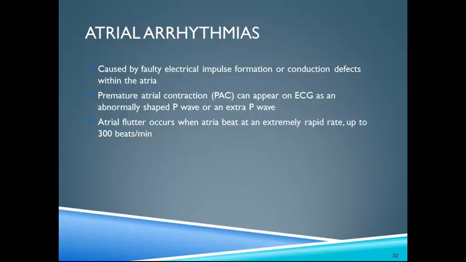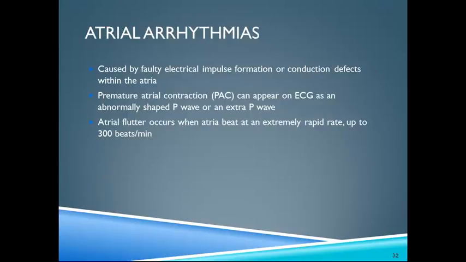Atrial arrhythmias, or PACs, premature atrial contractions, are not abnormal, but are of concern if they are regular and occur more than 6 times per minute. They cause a faulty electrical impulse formation or conduction defect within the atria. The premature atrial contraction can appear on EKGs as an abnormally shaped P wave or an extra P wave.